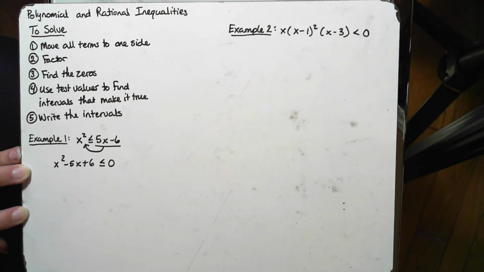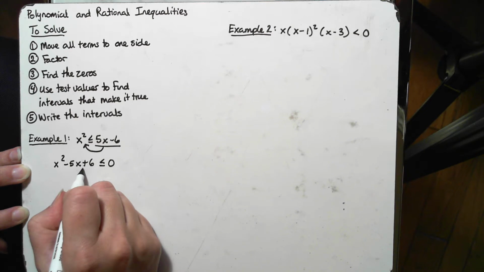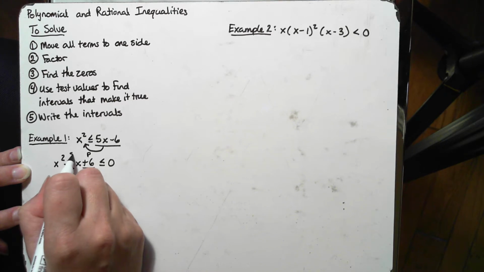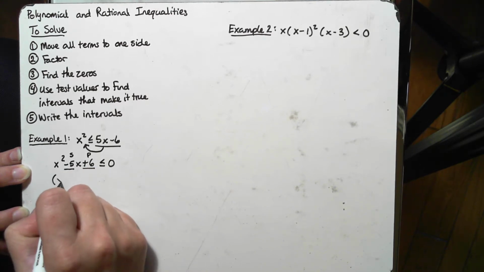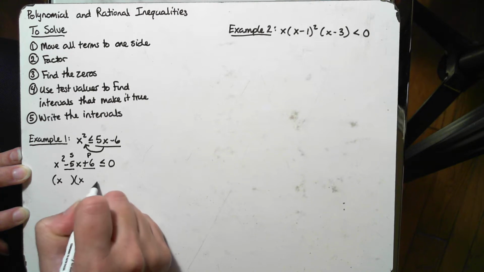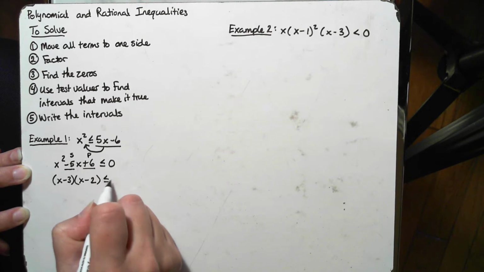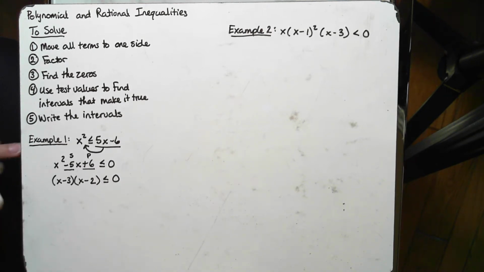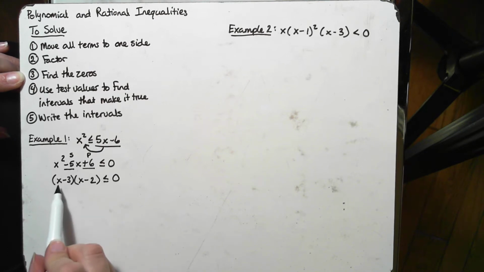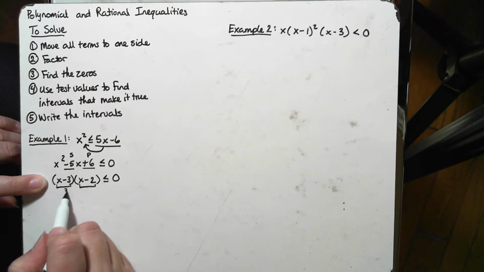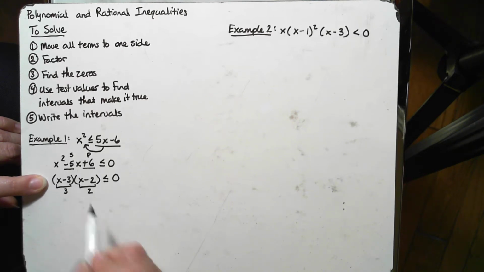Now I'm going to factor this. I need two numbers that multiply to positive 6 and that add to negative 5. So my product is positive 6 and my sum is negative 5. And that is negative 3 and negative 2. Okay, so the zeros are my next step. I just need to find values for x that when I put them in, I get a 0 in this section and a 0 in this section. So this 0 is 3 and this 0 is 2.